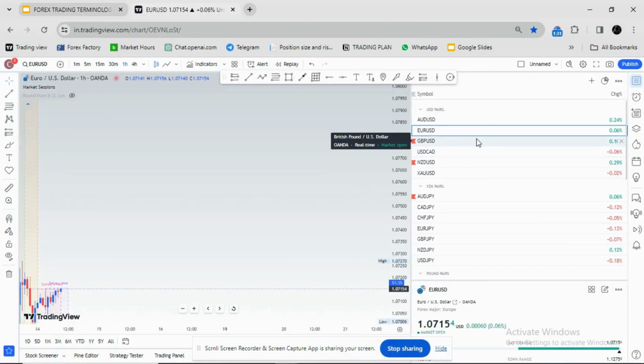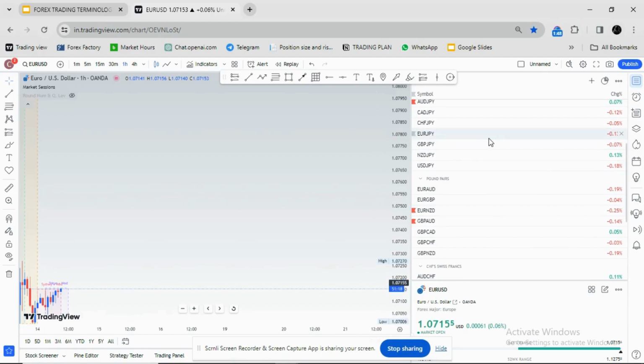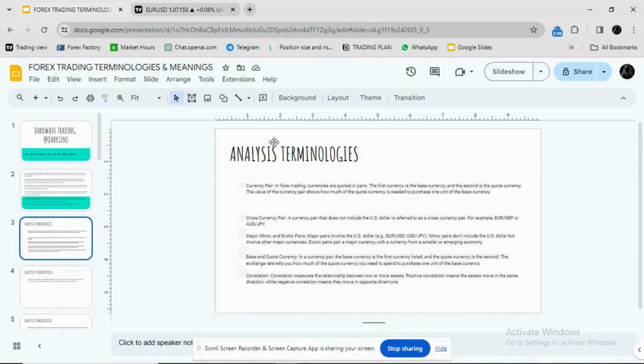So major pairs is something like GBP USD, Euro USD. That's a major pair. Major pairs basically involve the US dollar, right? Euro USD, GBP USD, all those are major pairs, right? Then minor pairs are those that do not have the US dollar in them. For example, GBP AUD, it has a major currency, like the pound is a major currency, Euro JPY, the Euro is a major currency, right? But it doesn't have the USD. That's why it's a minor pair.